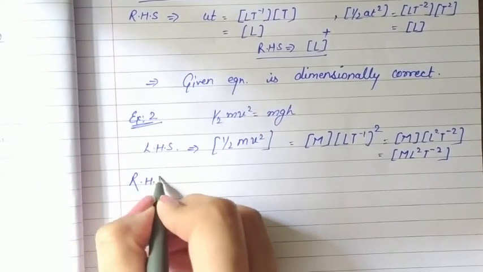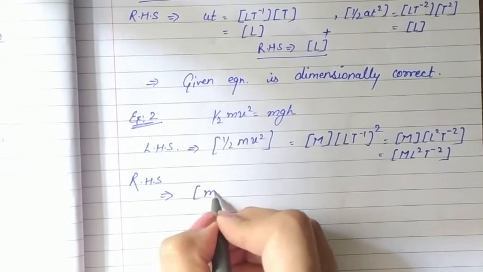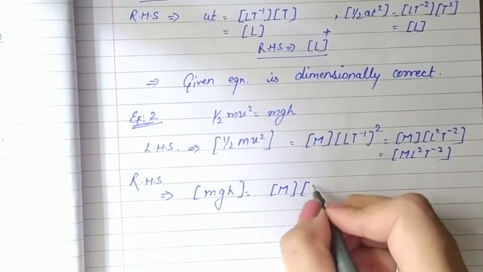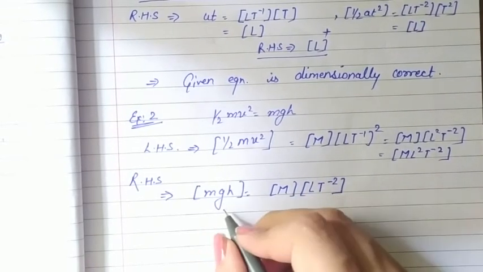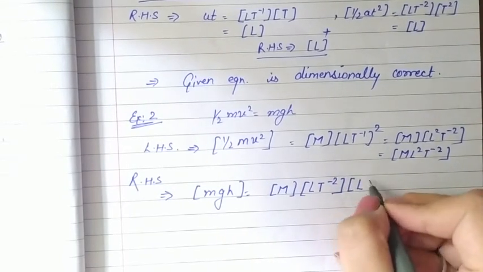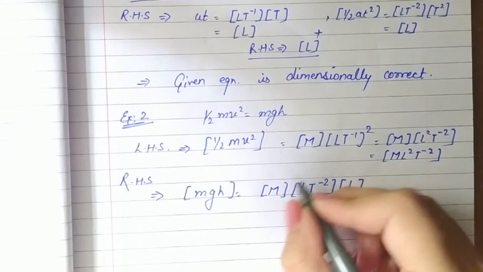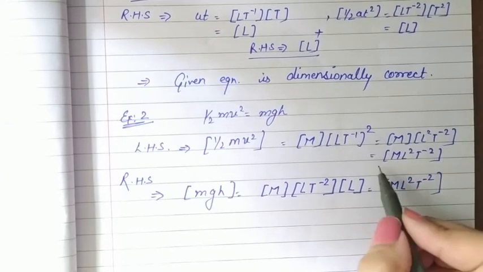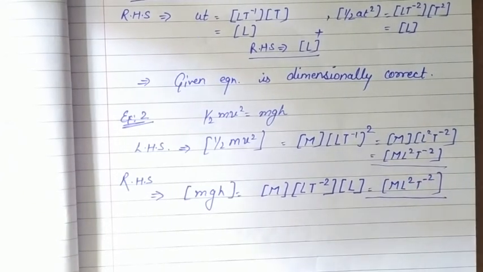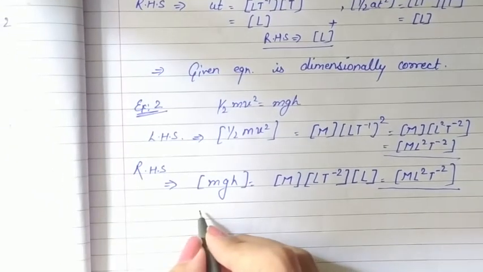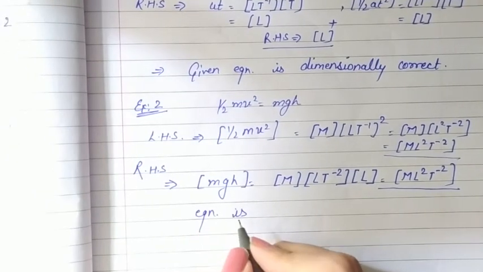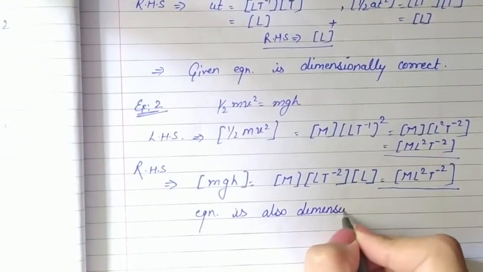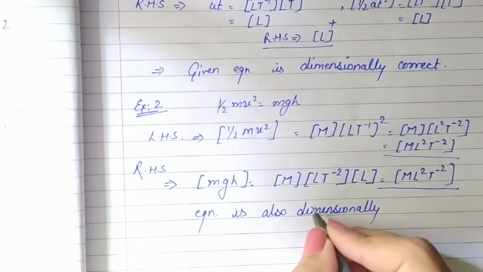For the right hand side, we have mgh, where m is mass, g is acceleration due to gravity. That's why it can be written as LT minus 2, because it is an acceleration. And height is actually distance, so it will be written as L. So by solving this, we get ML2 T minus 2. Now, as we can see, the answer for the left hand side and the right hand side is the same. So again, this equation is also dimensionally consistent or correct.